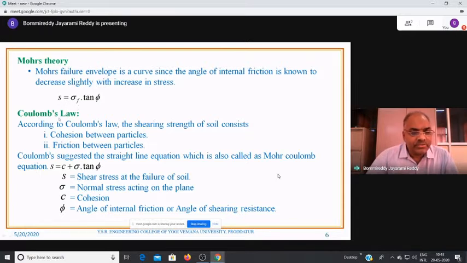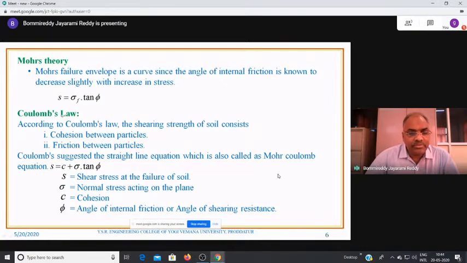And then Coulomb extended Mohr's theory, and sometimes we call it the Mohr-Coulomb theory. According to Coulomb, the shear strength of soil consists of both cohesion and the friction angle. So you can look at here, S equals C plus sigma into tan phi. In Mohr's theory, only normal stress is considered and cohesion is completely neglected.